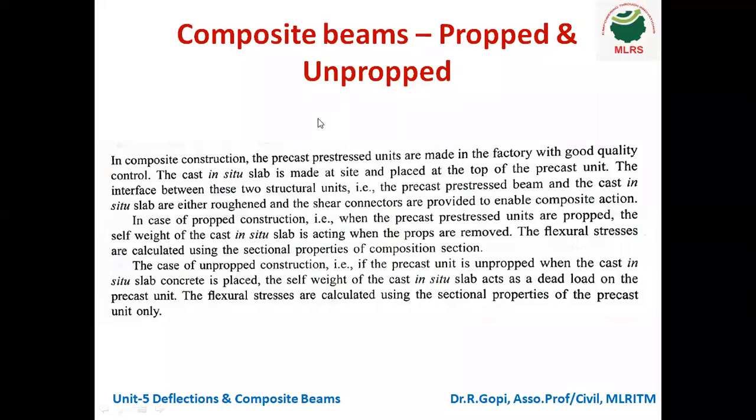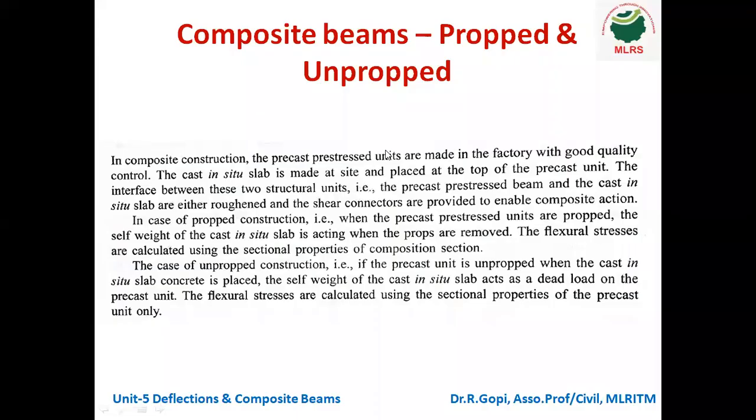So now we will see what is meant by propped and unpropped. So in composite construction, the precast pre-stressed units are made in the factory with good quality control. The cast in situ slab is made at site, okay, and placed at the top of the precast unit.